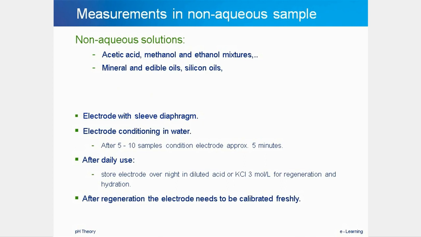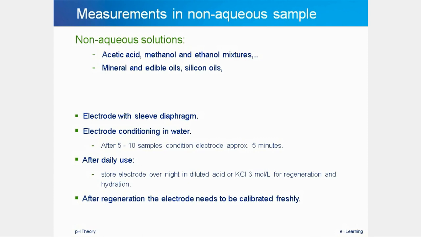Most measured samples are in watery solutions, but sometimes customers will want to measure the acidity of non-aqueous solutions. Examples of this can be the measurement of more or less pure acids, alcohols, and mineral or edible oils. To measure these solutions, which are generally ion poor, an electrode with a sleeve diaphragm and high electrolyte flow is necessary. Since these solutions are water-free and ion poor, the electrode needs to be reconditioned between every few measurements in water for approximately 5 minutes to regenerate the gel layer around the glass membrane.